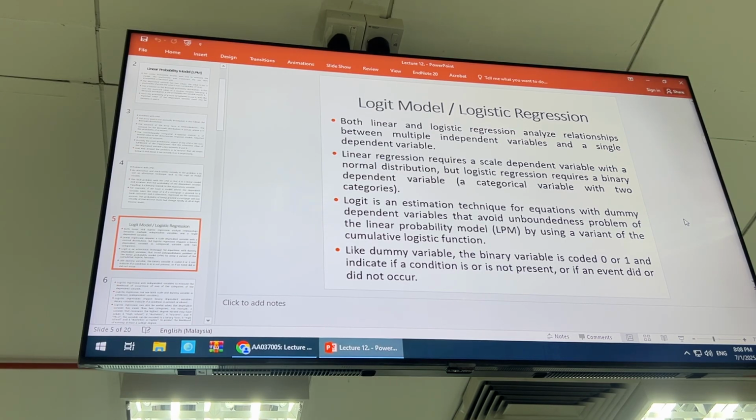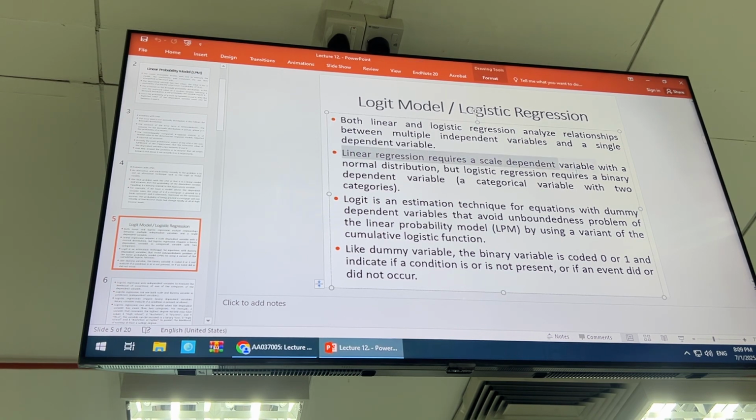So we still have one dependent variable. Linear regression requires a scale dependent variable. So normally, using linear ordinary least squares, in order to fulfill the assumptions that we discussed before, we need our dependent variable to be a scale instead of a dummy variable. Okay, we have normal distribution, but logistic regression requires a binary dependent variable. That is a categorical variable with two categories, either 1 or 0 value.